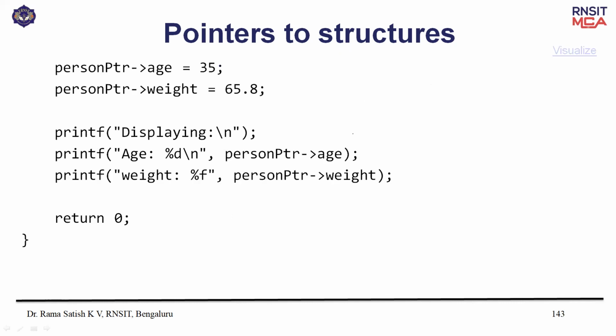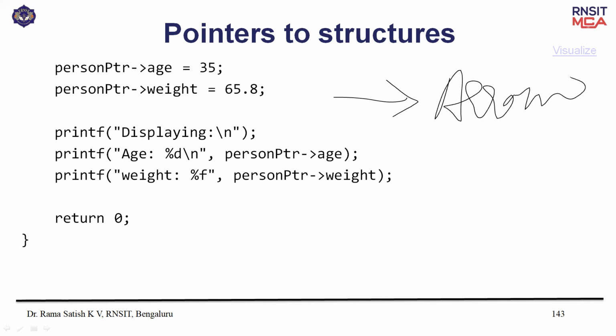Whenever you want to access them, it is the arrow operator. So using a pointer variable, if you want to access the members of the structure, very, very important, you have to make use of this arrow operator.